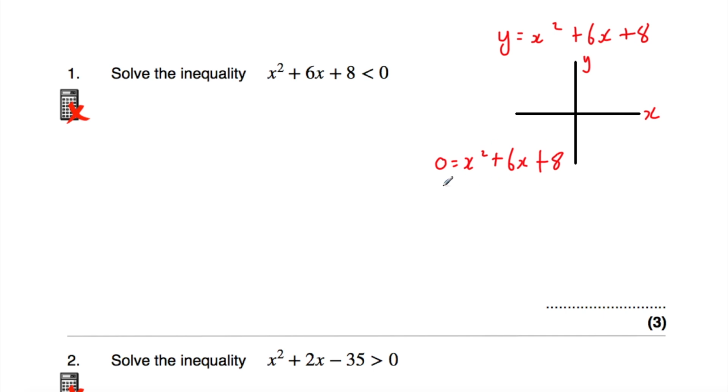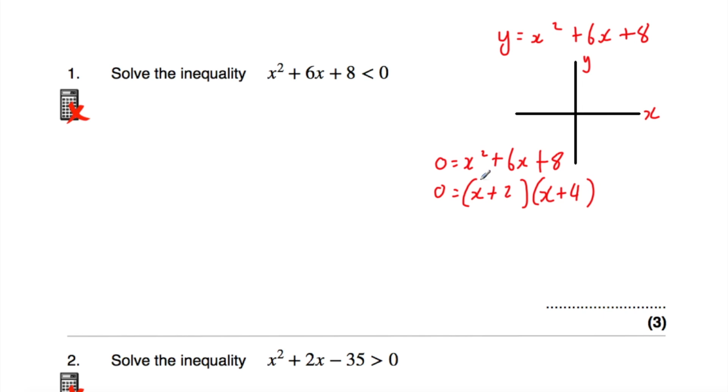We're going to factorize this, hopefully. It's a non-calculator question, so hopefully it'll factorize. So bracket, bracket, with an x in the front of both brackets. We're looking for two numbers which multiply together to give 8 and add together to give 6. I'm thinking 2 and 4. If we expand our brackets, x times x is x squared, x times 4 is 4x, and 2 times x is 2x, and adding them together gives our 6x, and 2 times 4 is 8.